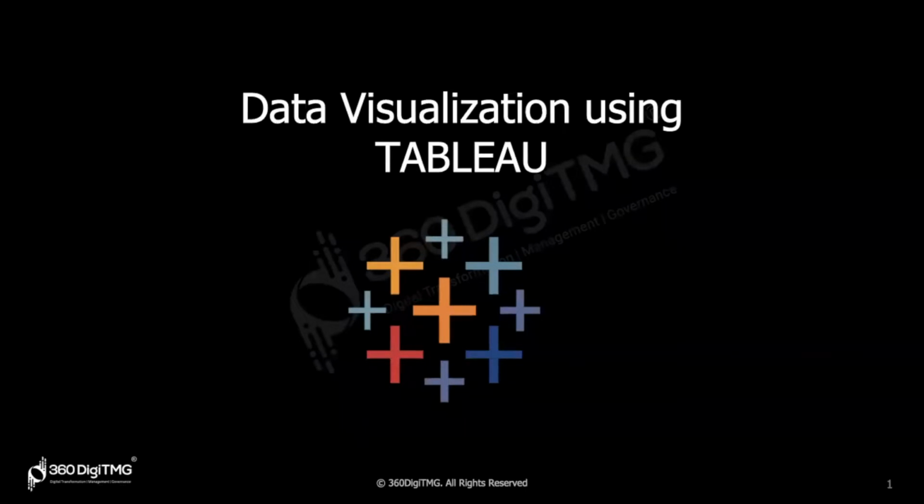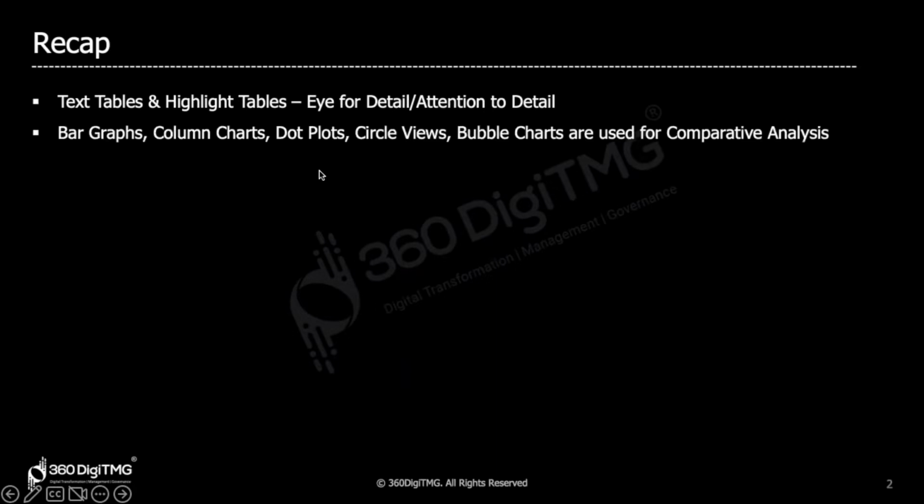Hi friends, welcome back. In the previous two videos, we had discussed how to create text tables and highlight tables. Text tables or highlight tables are created when we have an eye for detail or when attention to detail is important. Then we also talked about how to create bar graphs, column charts, dot plots, circle views, bubble charts, which are all used for comparison.